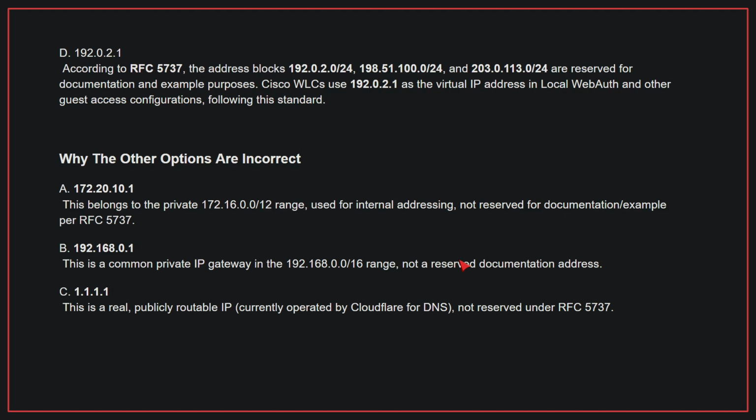Why the other options are incorrect? A. 172.20.10.1. This belongs to the private 172.16.0.0/12 range, used for internal addressing, not reserved for documentation or example per RFC 5737. B. 192.168.0.1. This is a common private IP gateway in the 192.168.0.0/16 range, not a reserved documentation address. C. 1.1.1.1. This is a real, publicly routable IP, not reserved under RFC 5737. Therefore, the correct answer is D.